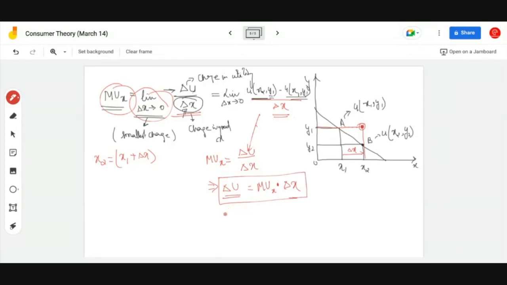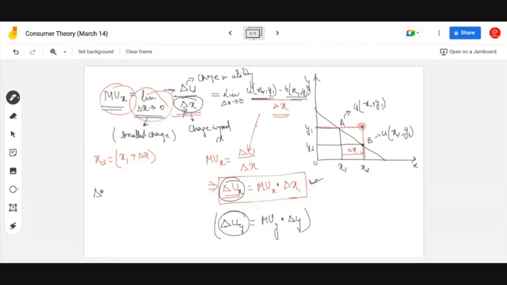Now similarly, this is for good X, right? And if we want to talk about good Y, we will have delta U is equal to MUY into delta Y. Same for good Y also. Yes or no? Yes, sir. Now we know that this is due to change in X and this is due to change in Y.